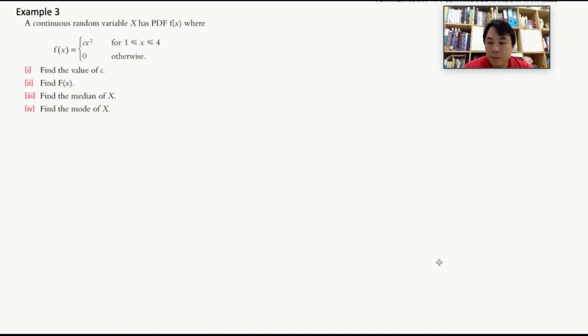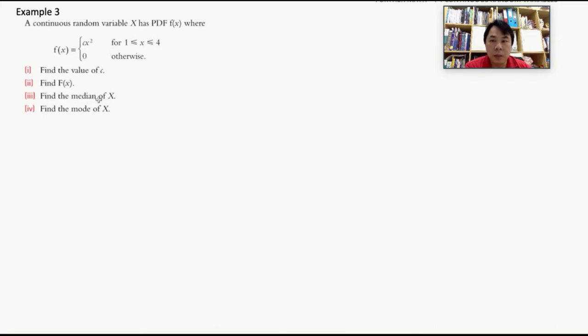Today our discussion is on probability density function, or the function related to the density function, that is the cumulative distribution function, right? So we're going to explore more on how to actually apply the probability density function and its distribution function, and some of its applications.